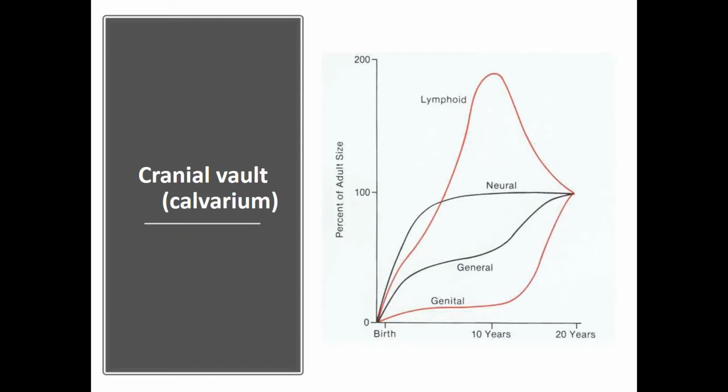So if we go back to Scammon's curves that explain the pattern of growth of different tissues, we will find that the cranial vault will actually follow closely the neural type of pattern of growth, because it responds to the growth of the brain. And so we expect it to grow immediately after birth all the way till about 7 years of age, and then it will cease growth or slow down because it responds to the brain.